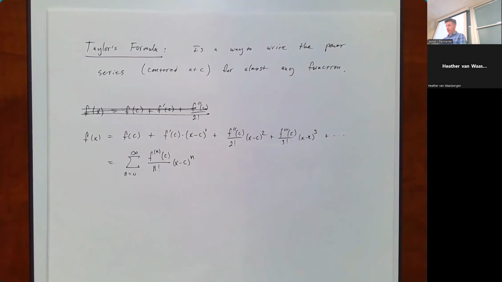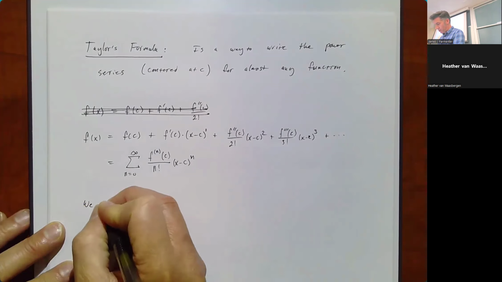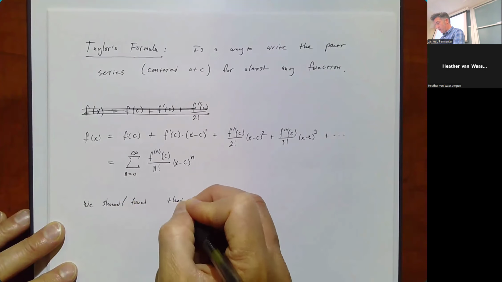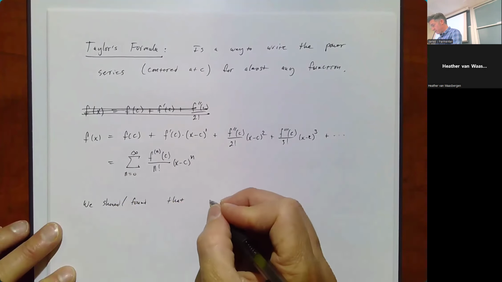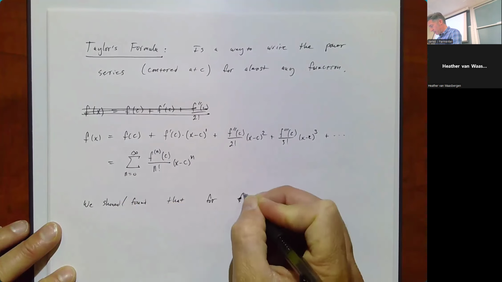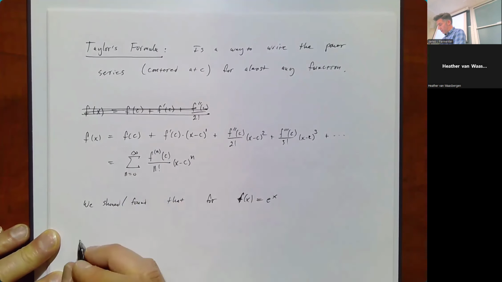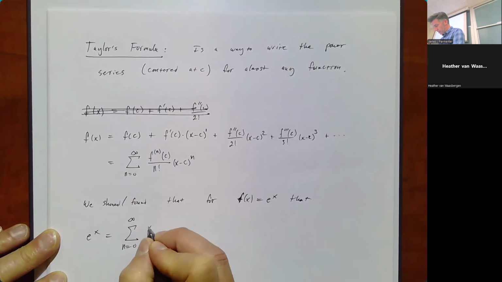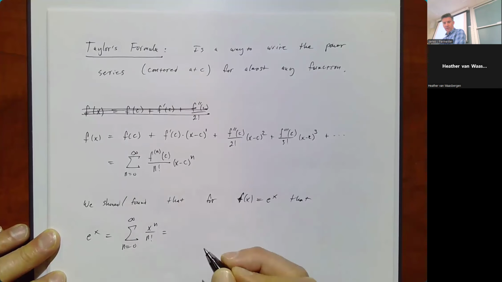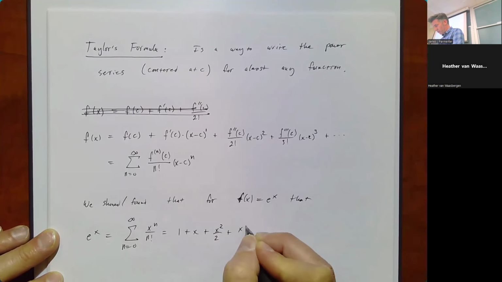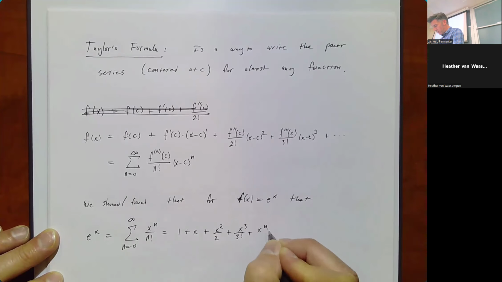And I believe last time in class we showed, or we found, that for e to the x, let's say f of x equal to e to the x, the Taylor expansion or the Taylor polynomial was the sum from n equals 0 to infinity of x to the n over n factorial, which if you write out the terms would look like 1 plus x plus x squared over 2 plus x cubed over 3 factorial, and so on and so on and so on.